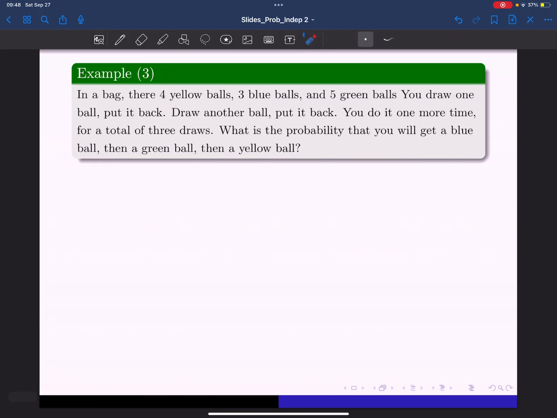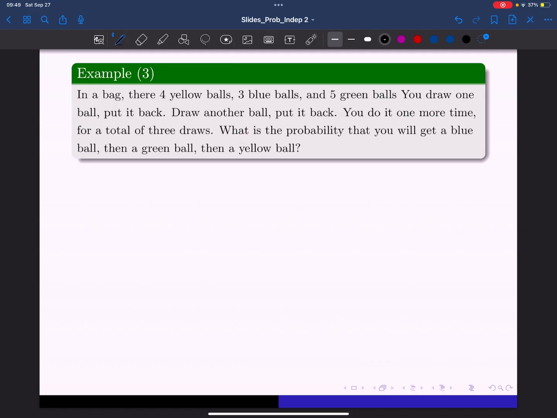Example 3. In a bag, there are 4 yellow balls, 3 blue balls, and 5 green balls. You draw one ball and put it back. You draw another ball and put it back. You do it one more time for a total of 3 draws. What is the probability you will get a blue ball, then a green ball, and then a yellow ball? Because we put the ball back, all 3 events are independent. They do not depend on what you draw the first time or the second time.